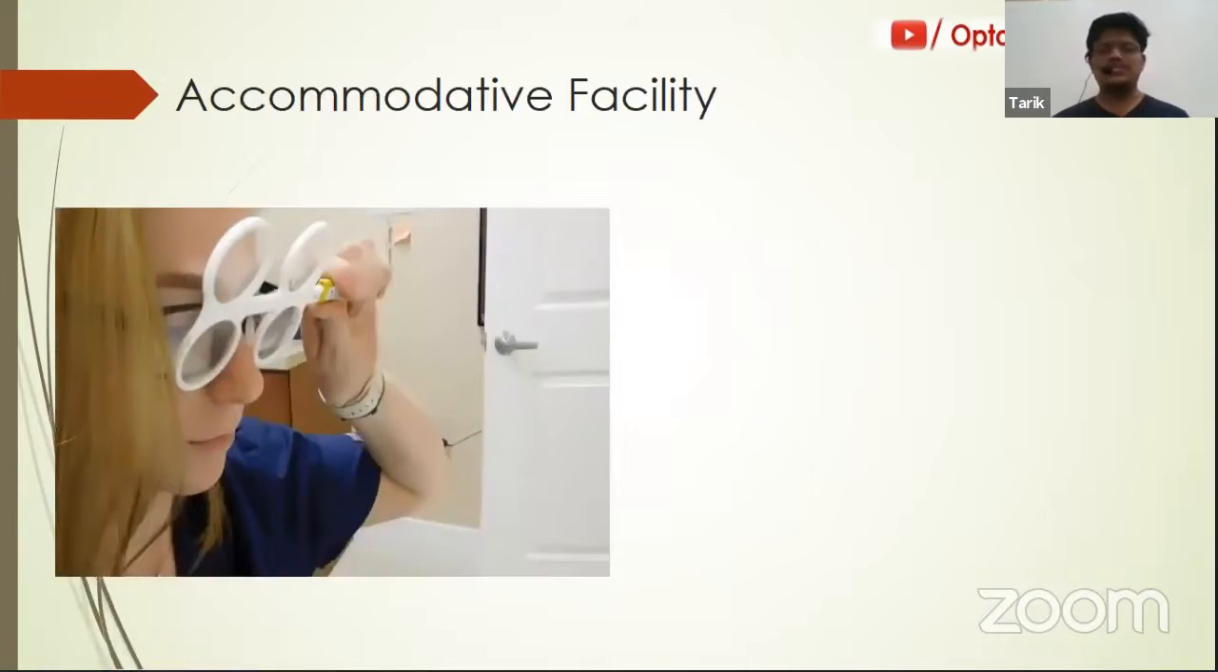So how it is done: we generally use flippers, or what we call the accommodative flippers. These have a set of plus lenses on one side and minus lenses on the other side. You can do this procedure monocularly as well as binocularly. When you do it monocularly, you are assessing only accommodation, because the moment you close one eye, there is no role of convergence or divergence. Whereas when you do it binocularly, both accommodation as well as convergence and divergence come into play.